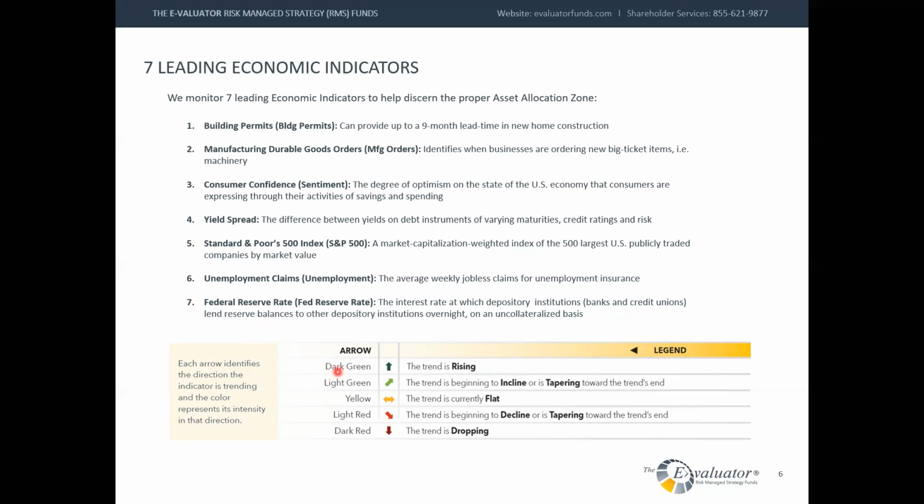So if the trend is rising very strongly, that would be a dark green arrow up. If the trend is just beginning to incline or beginning to taper, you would have an angled lighter green arrow. If it was flat, meaning it wasn't really moving, there was no trend, then we would have a yellow horizontal arrow. If the trend was beginning to decline or the decline was beginning to taper, it would be a lighter red arrow angled down. And if everything was dropping very strong, it'd be a dark red arrow pointing straight down.